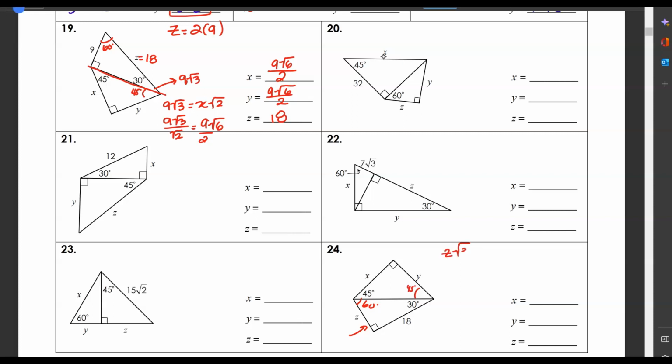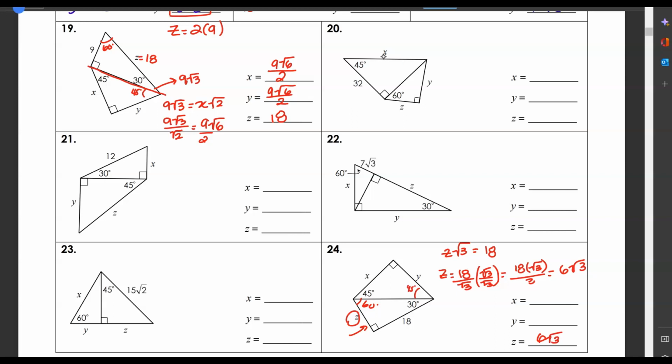z times root 3 is equal to 18. So we're going to divide by root 3, so we get z is equal to 18 over root 3. We're going to rationalize that. So we get 18 times root 3 over 3, and 18 over 3 is going to reduce, and so we end up with 6 root 3. So that 6 root 3 is going to be the z value. So that's our z value.